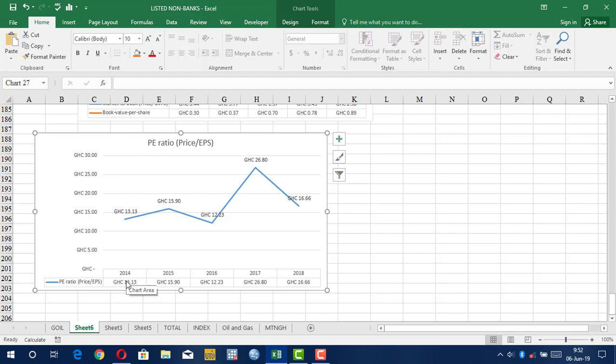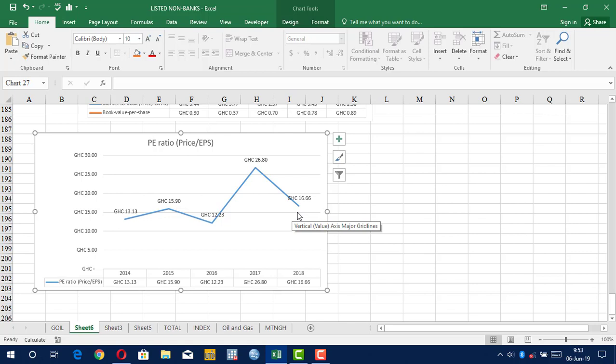In 2014, their PE ratio stood at 13 cedis, 13 pesos. In 2015, it appreciated to 15 cedis, 90 pesos. And in 2016, it declined to 12 cedis, 23 pesos. And in 2017, it went as high as 26 cedis, 80 pesos. And in 2018, it declined to 16 cedis, 66 pesos.